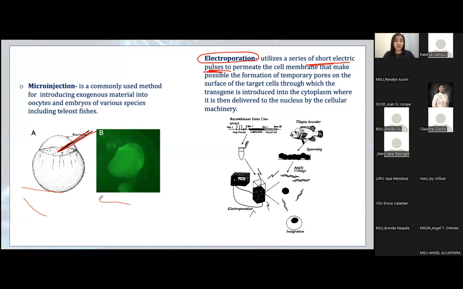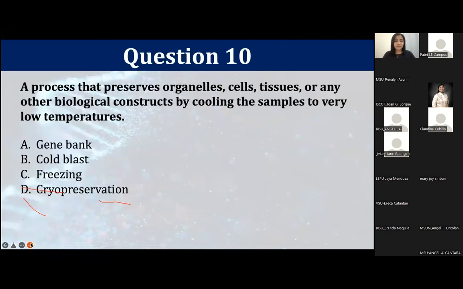Next question. Tayo naman next. Okay. Question number 10. A process that preserves organelles, cells, tissues, or any other biological constructs by cooling the samples to very low temperatures. A. Gene bank. B. Cold blast. C. Freezing. D. Cryopreservation. What is the answer?